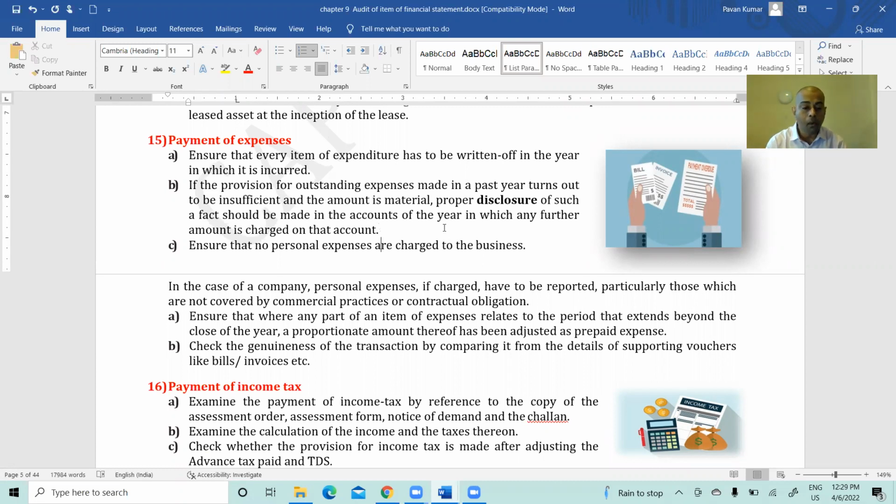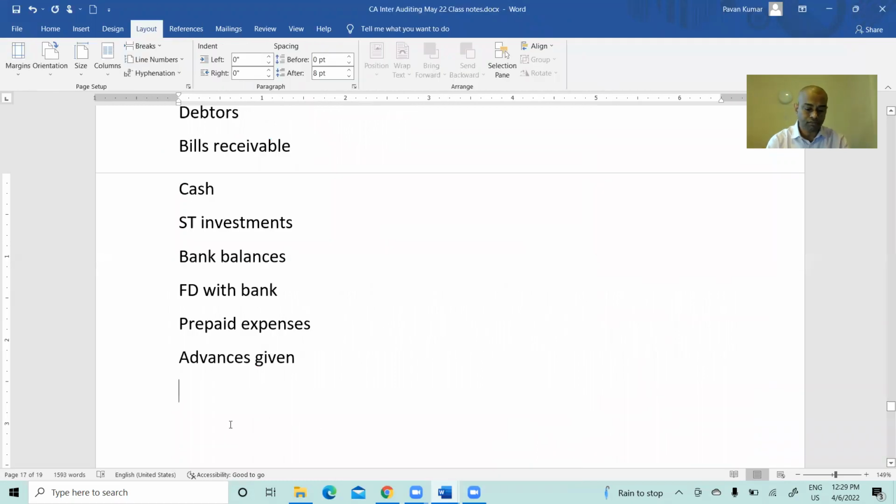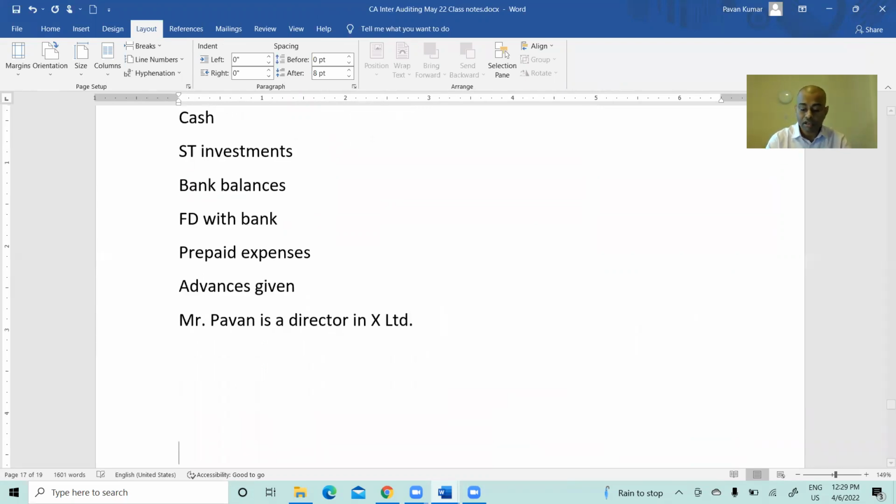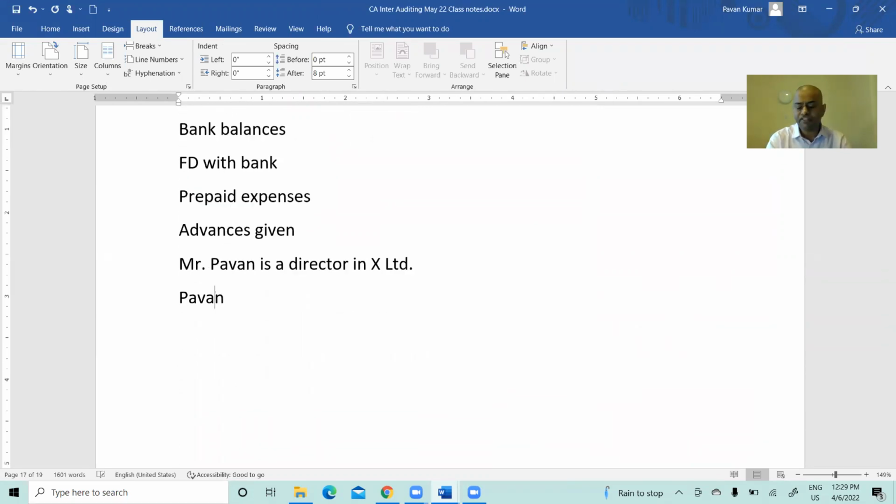Next, continue. Ensure that no personal expenses are charged to the business. So tell me one thing. If Pavan is a director in X Limited, Mr. Pavan is a director in X Limited. Okay. And imagine if Pavan's son, Mr. Small Pavan, is studying in XYZ global school.